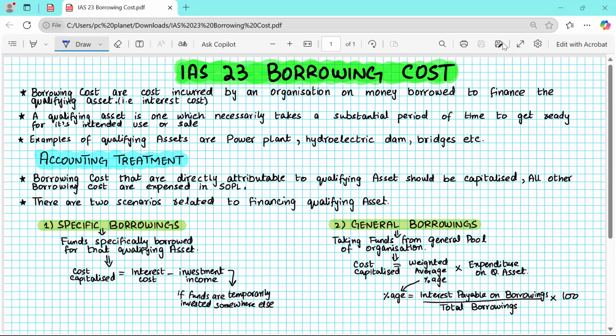Now, the cost on that finance, we say that it is a borrowing cost. Now, what is the cost on the loan? Interest cost, right? So we say that this is a borrowing cost.